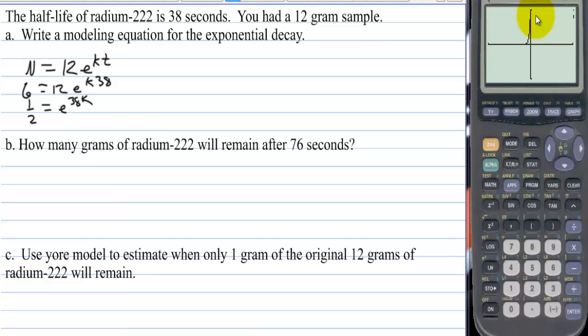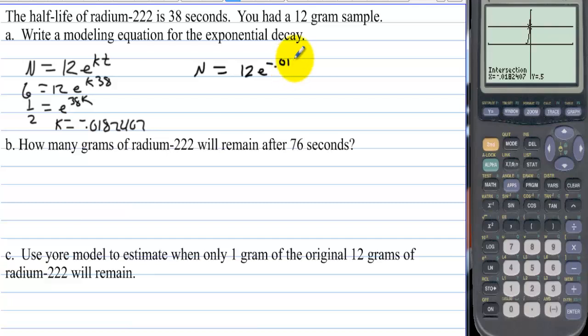Graph. Here comes the function, very tight to the y-axis. There's the 1/2, and now we can calculate their intersection. So enter, enter, enter again. The k in this case is equal to -0.018247. So n is equal to 12e to the -0.018247t.